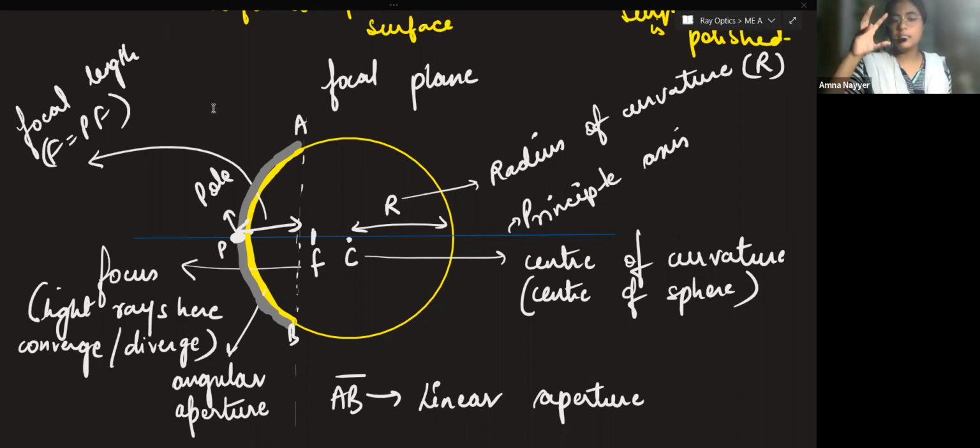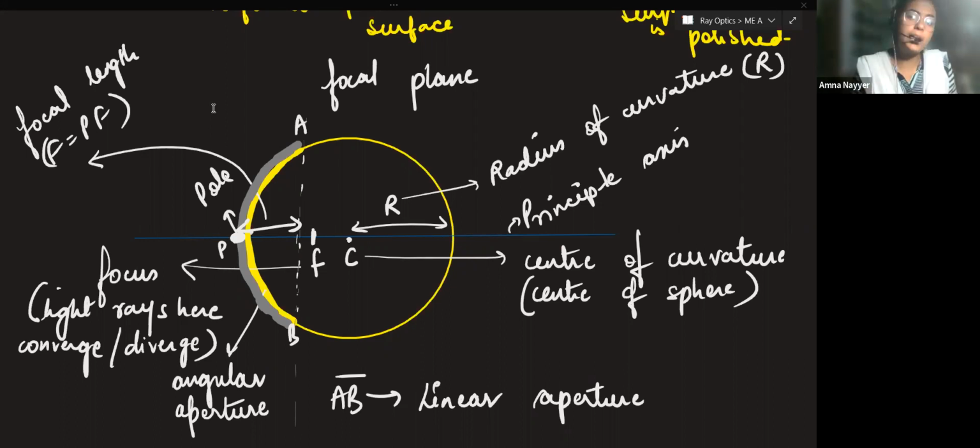Now see, the exact center of the sphere is known as the center of curvature. The radius of the sphere is known as the radius of curvature. The diameter, the line that joins two diametrically opposite points in the sphere, is known as the principal axis. And the point where the principal axis intersects the curved surface of the mirror is known as the pole.